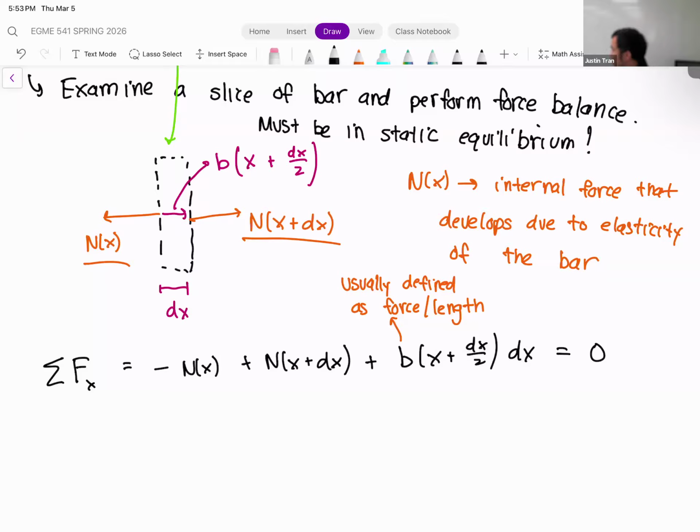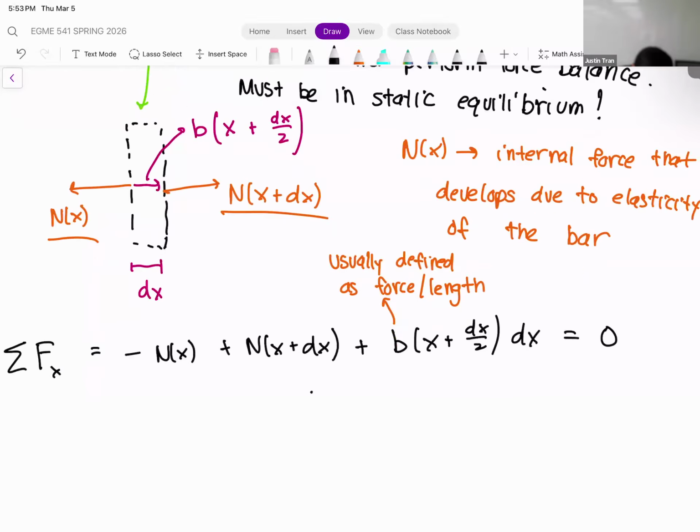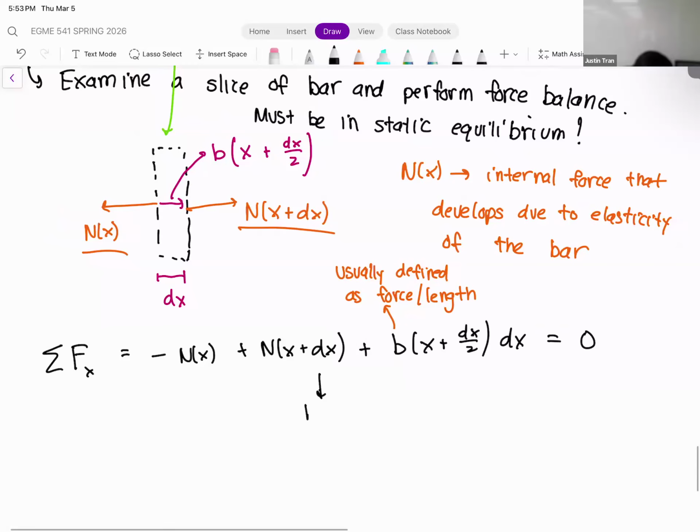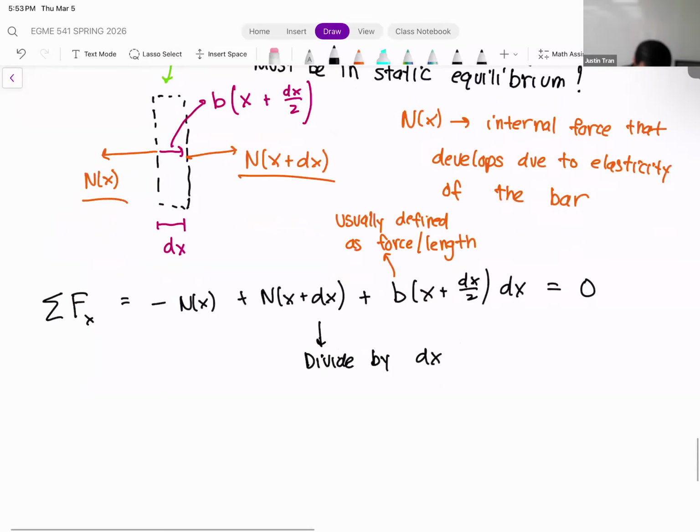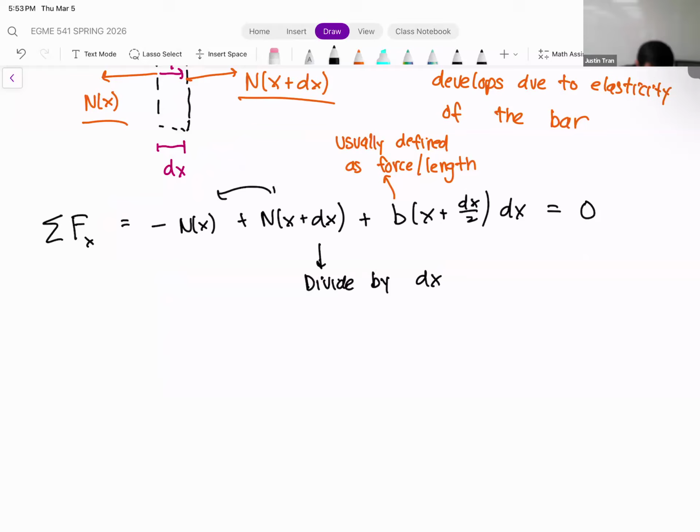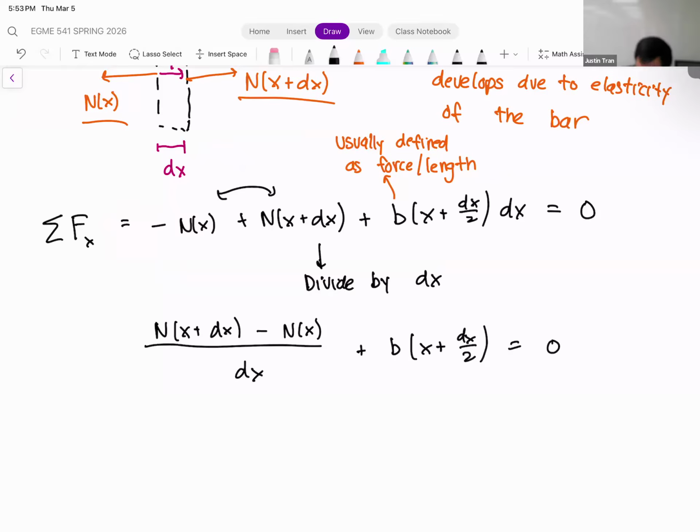So we have a very simple equation here, right? You might already predict what we're going to do: we're going to make a differential equation for this. First thing we're going to do is divide this entire equation by dx. Then I'm going to swap the order of these first two terms. So we're going to have N of x plus dx minus N of x, all divided by dx, plus b of x plus dx divided by 2, all equals 0.